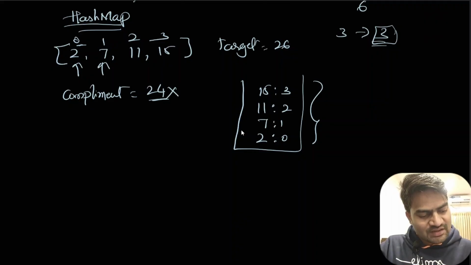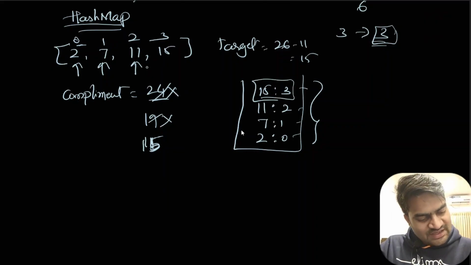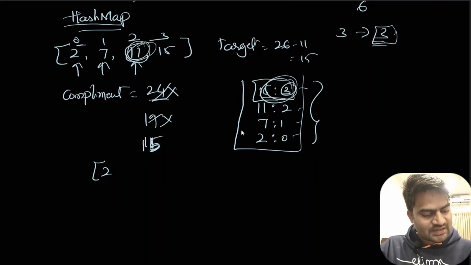So if 7, then its complement will now be 19. Correct, right? Is 19 there in the hash map? No, right? So it is not there. Now I'll move to the next number, 11. So when I reach 11, its complement will be 26 minus 11 equal to 15. So it is 15. Now if you see, we get the complement in the hash map. So now its index is 2. Correct, right? This is the number where we are searching and its complement is 3. Complement's index is 3. We can simply return this.